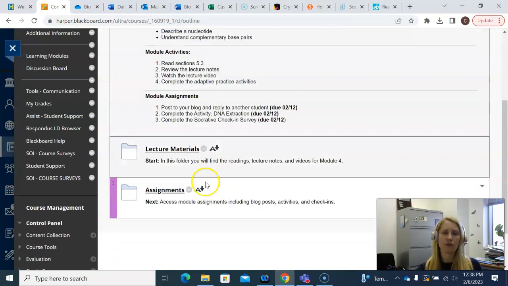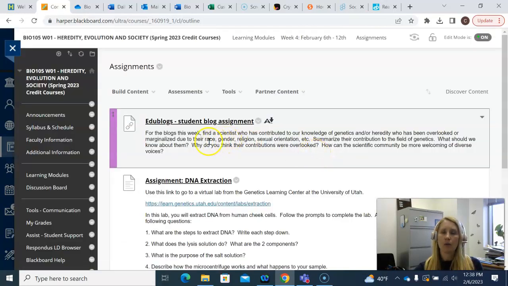For this week's assignments, we have our blogging assignment, which I think is an interesting one. You're going to learn in lecture today about how some of the people who were responsible for understanding what DNA is and what the molecule actually looks like, so we could understand how it replicates, were people in marginalized groups. Their contributions weren't really recognized until more recently.